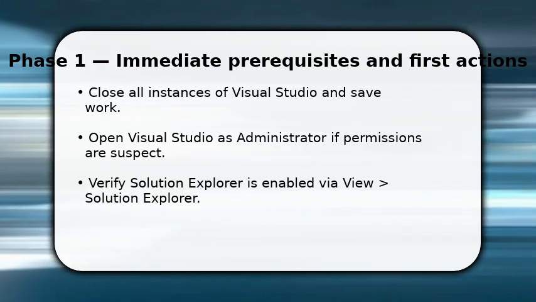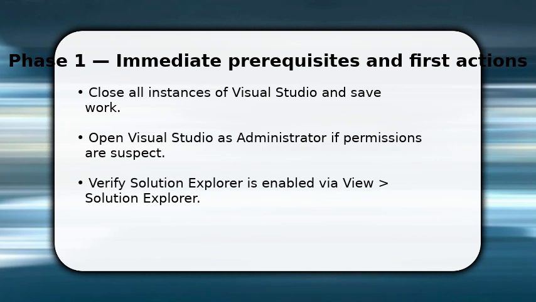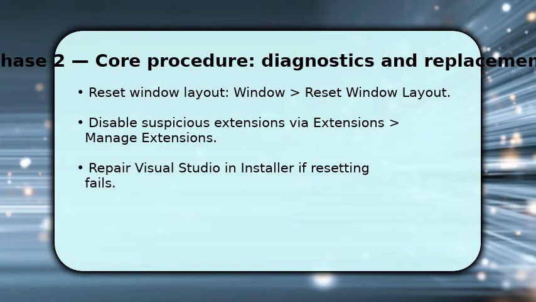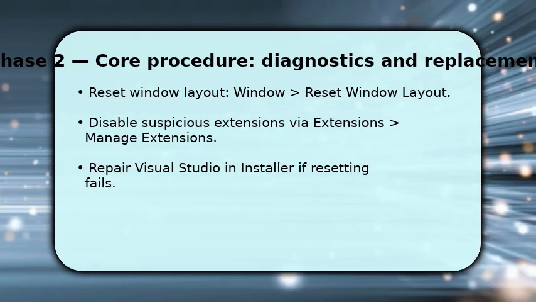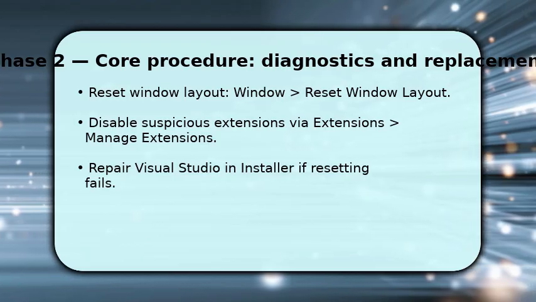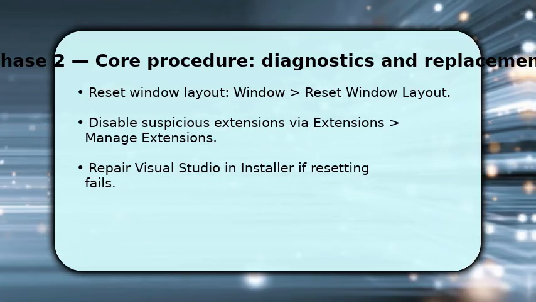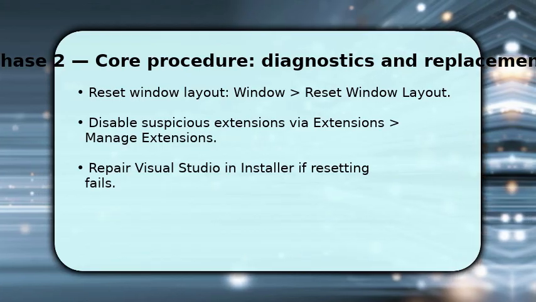You want a clean baseline before making configuration changes, so don't skip running as administrator when extensions or source control might block file access. Now, reset the window layout to return panels to default. This often restores missing panes. If that doesn't work, disable recently added extensions one at a time because an extension can block Solution Explorer updates.